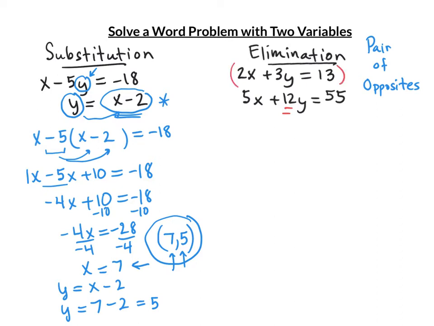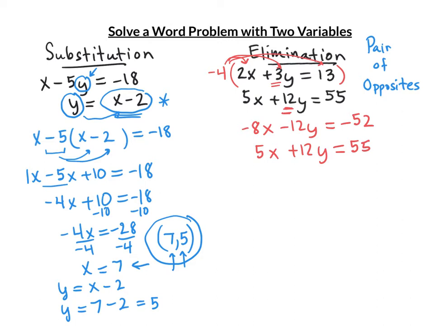I want opposites though. This is positive 12. I want the 3 to become negative 12. It means I'm going to multiply it by negative 4. So I'll multiply everything by negative 4 and rewrite the equations. I took negative 4 times 2 and got negative 8x. Negative 4 times 3, and that's negative 12y. Negative 4 times 13, don't forget the 13, is negative 52.